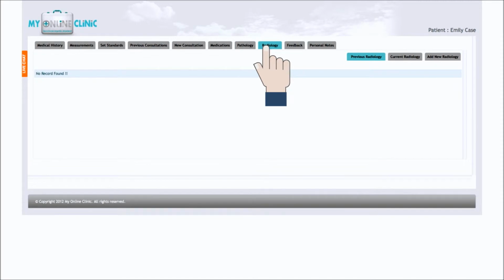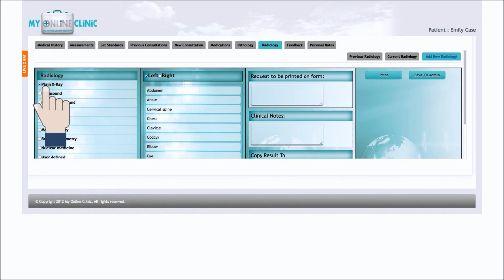Radiology. This allows you to see previous radiology results or add a new request. When adding a new request, you only need to choose the test you want and fill in the other information, and then click Submit. My Online Clinic staff will send the request to the patient. You will be notified of the result by My Online Clinic staff.